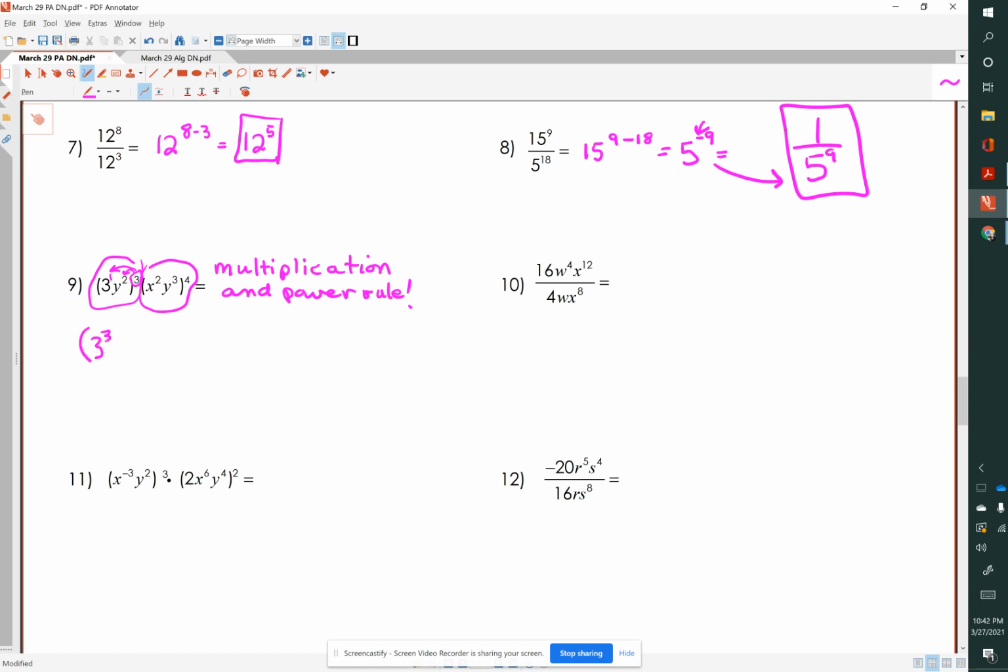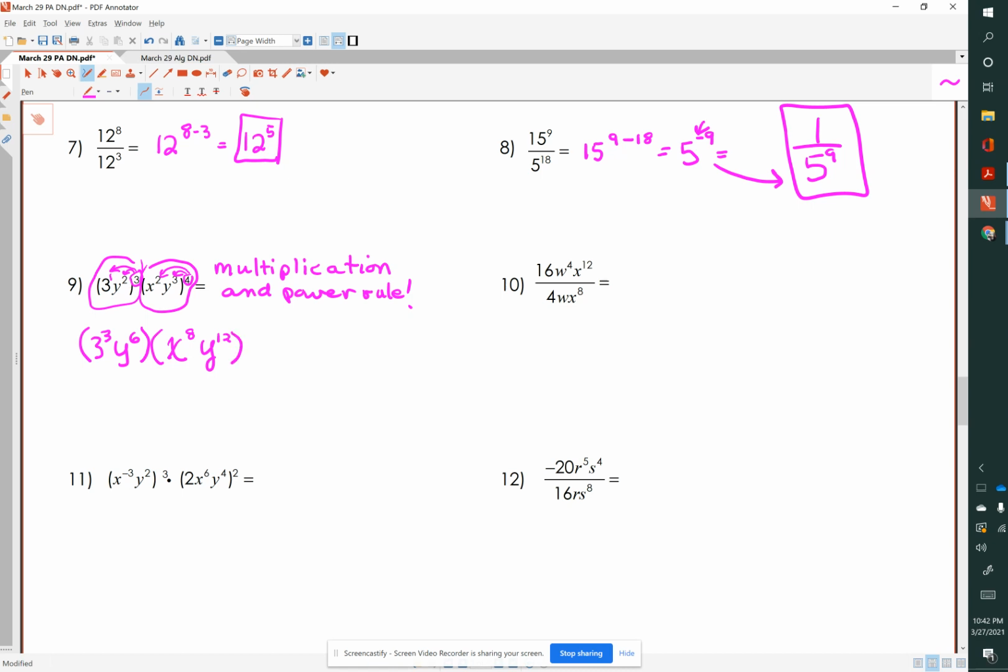1 times 3 is 3, y, 2 times 3 is 6, and then we're going to take the 4 and multiply it by 2 and 3, those two exponents. So we'll have x, 2 times 4 is 8, y, 3 times 4 is 12.